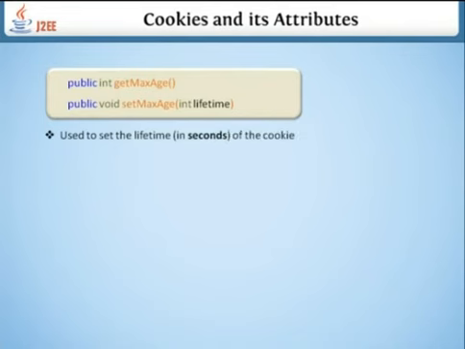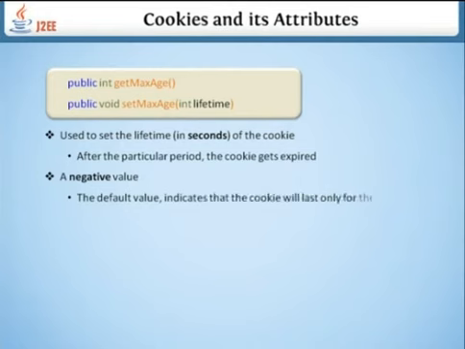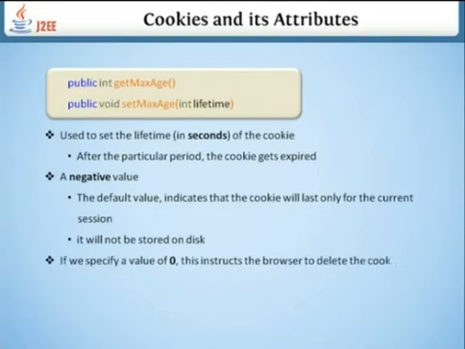Use setMaxAge to set the lifetime of the cookie. After a particular period the cookie gets expired. A negative value, which is the default value, indicates that the cookie will last only for the current session. It will not be stored on disk. If we specify a value of 0, this instructs the browser to delete the cookie.